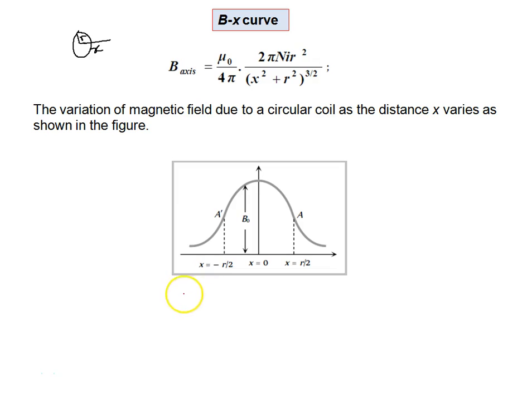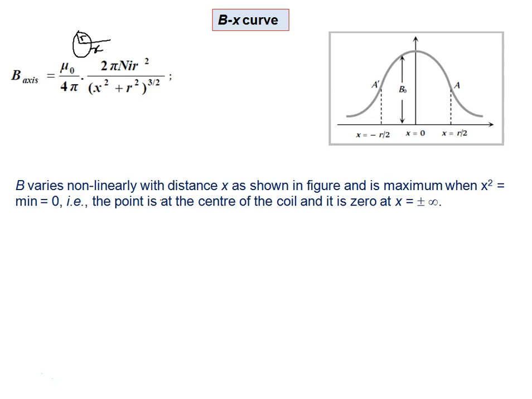Now in the graph I have mentioned x equal to plus r by 2, x equal to minus r by 2. Why have I mentioned these points? Because at these points the curvature of the graph is changing. So these points are known as the points of inflection. Let me change this. Okay. So here the graph is like this.